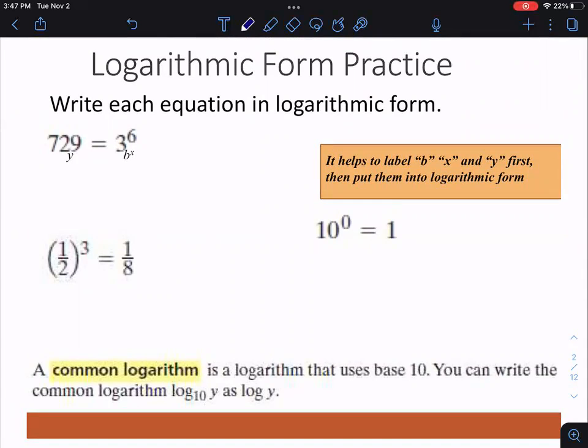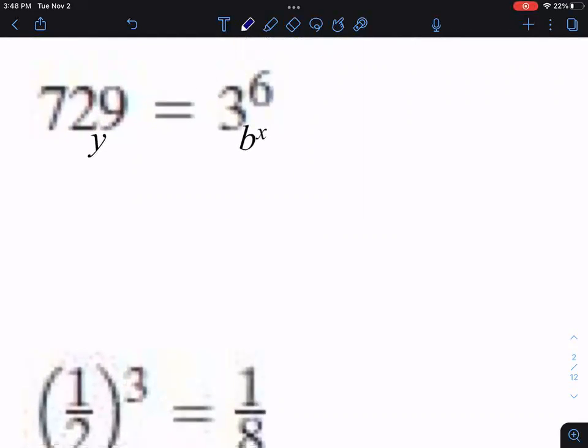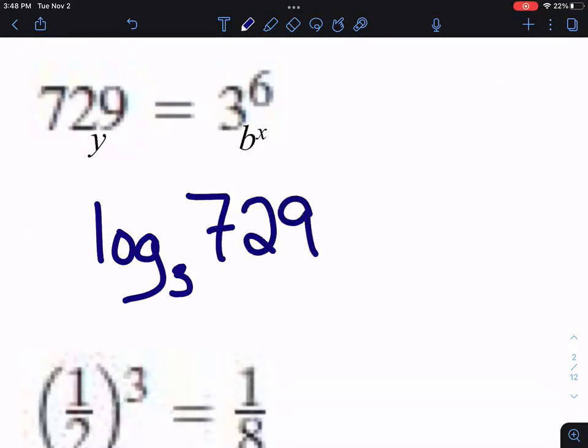So here we have an exponential equation, and we're going to convert it to logarithmic form. First thing I would suggest while you're learning how to do this is that you go through and label each part. The constant, the number by itself, is the y, in this case 729. The base of the exponent is b, and the exponent itself is x. And then we're going to rewrite that as log base b of y equals x, which is 6. So we're not actually solving anything here, we're just rewriting them.